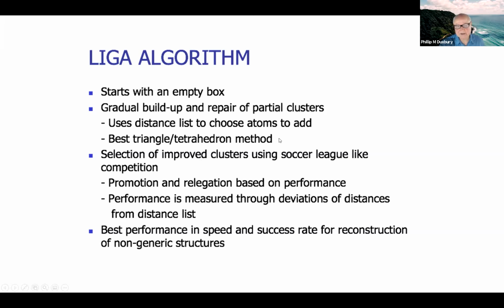However, one difference is that we don't just keep one cluster at each size. Instead, we have a tournament system where we usually have 10 of each cluster size, all the way from 4 or 5 atoms in a small cluster up to the full size of 60. Then we have promotion and relegation methods where we look at the cost of each atom in a cluster. And the cost is measured as the sum of the deviations of the distances in our cluster from that of the distance list. So we build up these clusters.